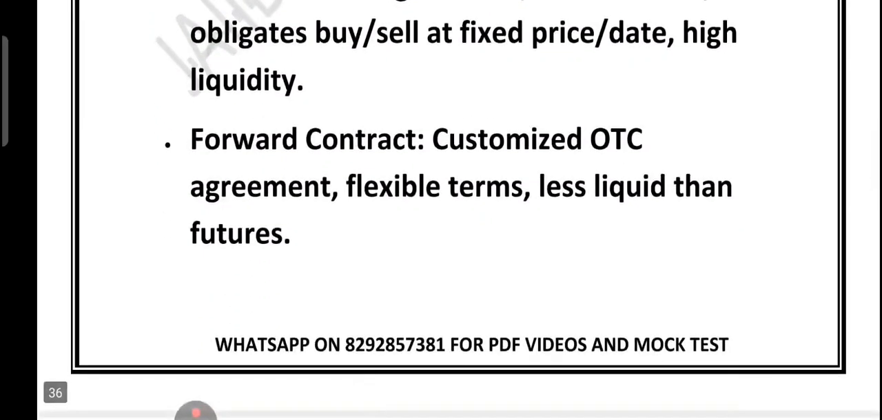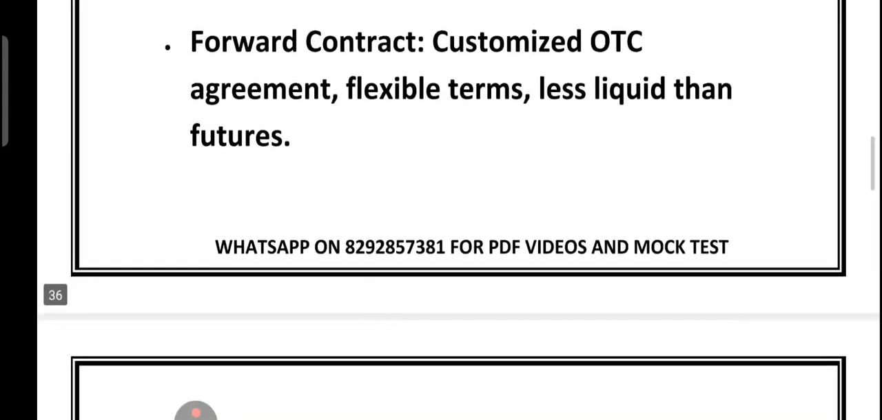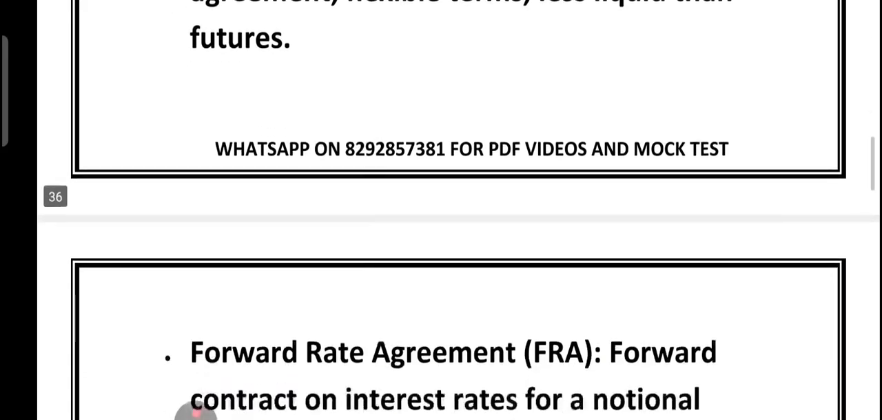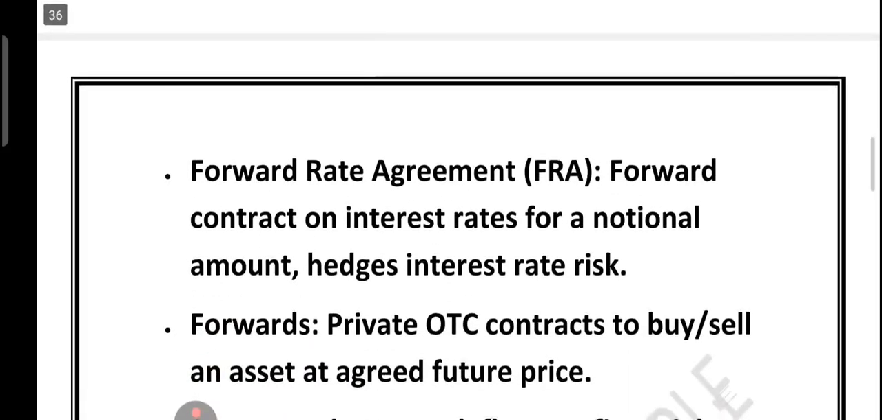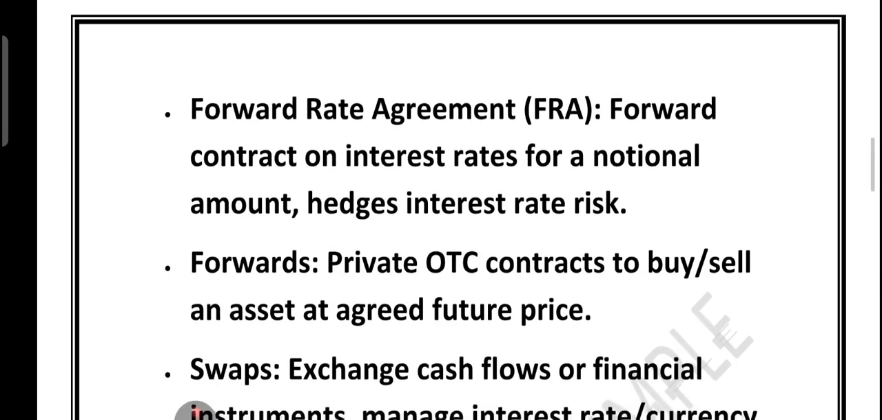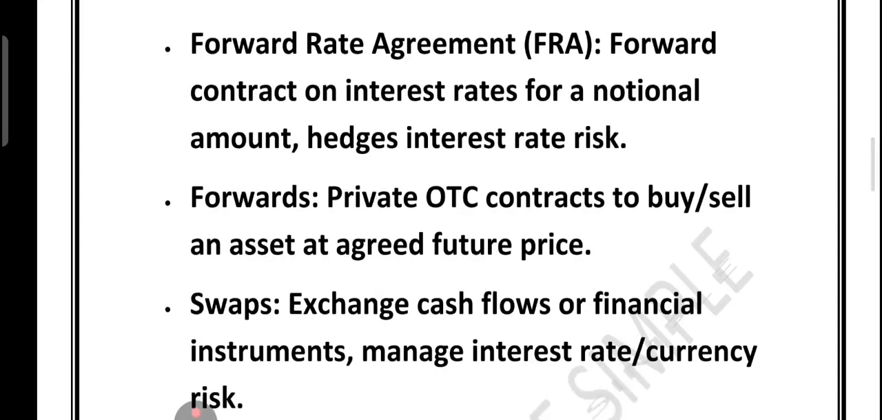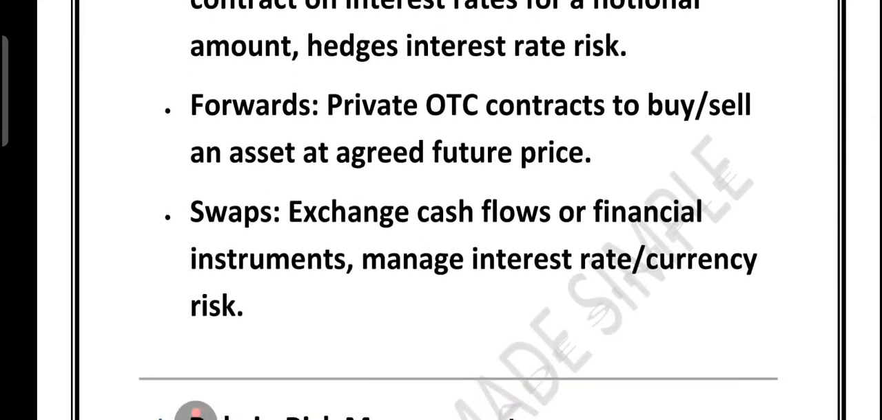Then we have the forward contract. A forward contract is a customizable over-the-counter deal. Future is standardized, while forward contract is an OTC deal. They have flexible terms, and in terms of liquidity, as compared to future, they are less liquid. Third kind of derivative, we have FRA, forward rate agreement. This is a kind of forward contract on interest rate for a notional amount, and it helps in hedging the interest rate risk. Then we have the swap.